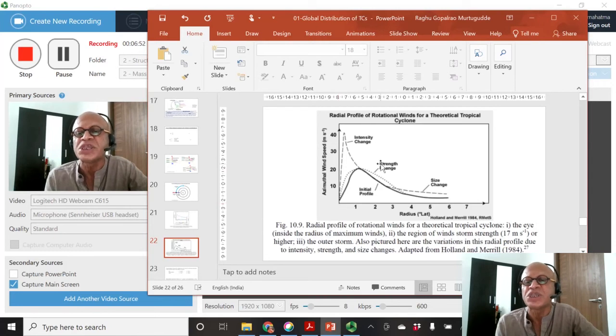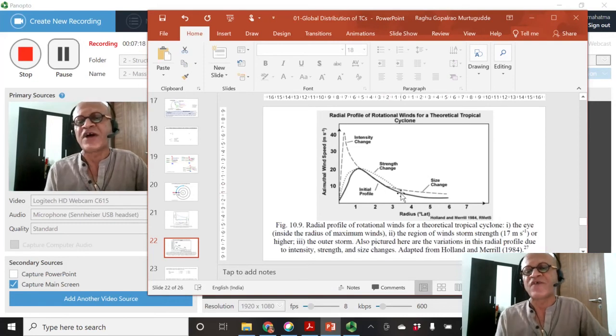The winds can change because the strength changed a little, so you can see that the wind speeds got higher here and also towards the eye, but the maximum winds are the same here in this theoretical calculation. You can also change the size of the cyclone, so the velocity profile changes in a way that the wind speeds drop off more slowly than in the initial profile.